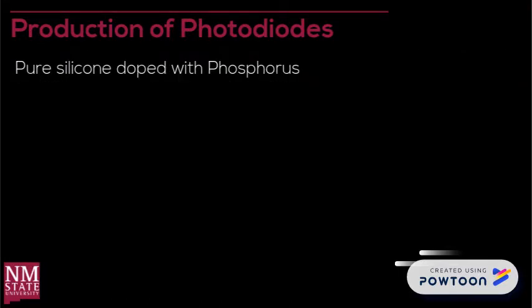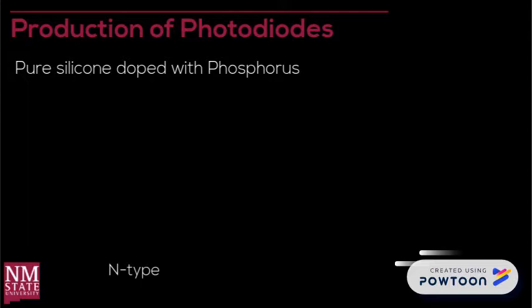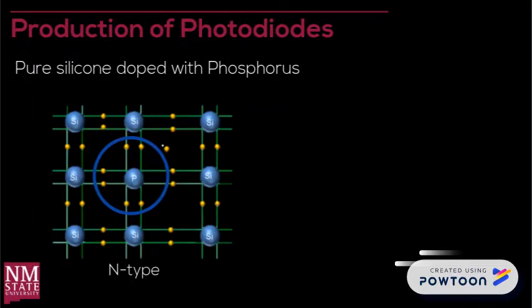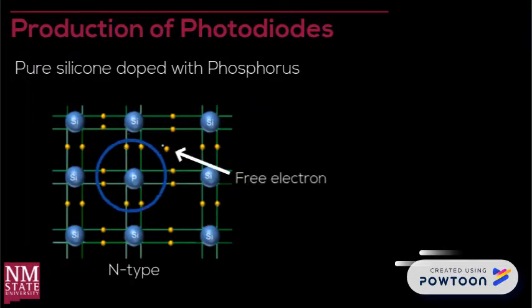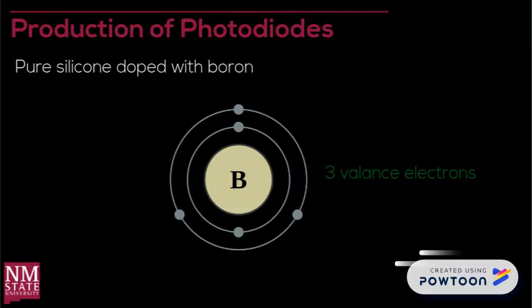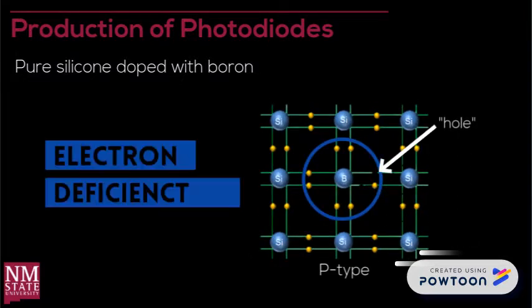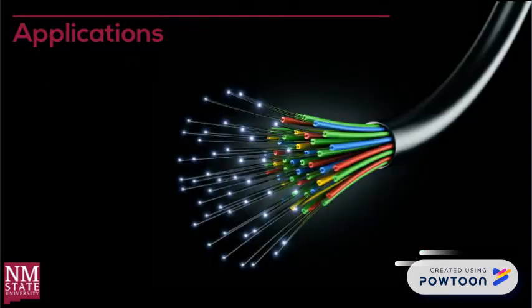Doping pure silicon semiconductors with an electron-rich element, such as phosphorus, produces an n-type semiconductor. Phosphorus acts as a substitutional impurity, resulting in free electrons. Similarly, silicon doped with boron produces a p-type semiconductor. Boron is 1 electron short, resulting in a hole within the structure.